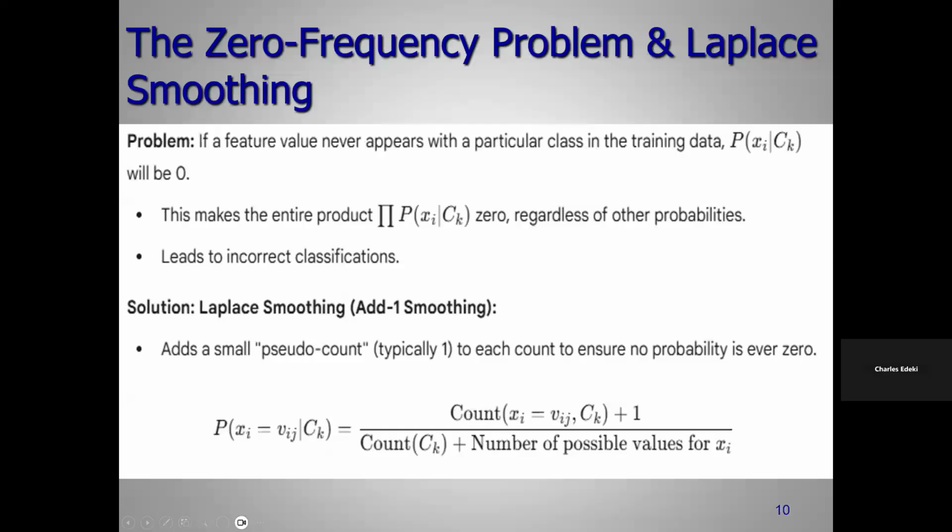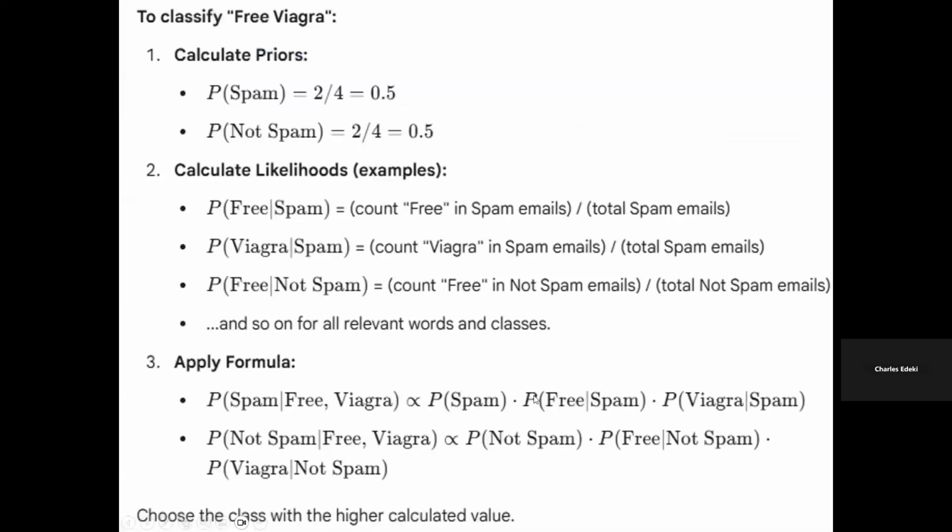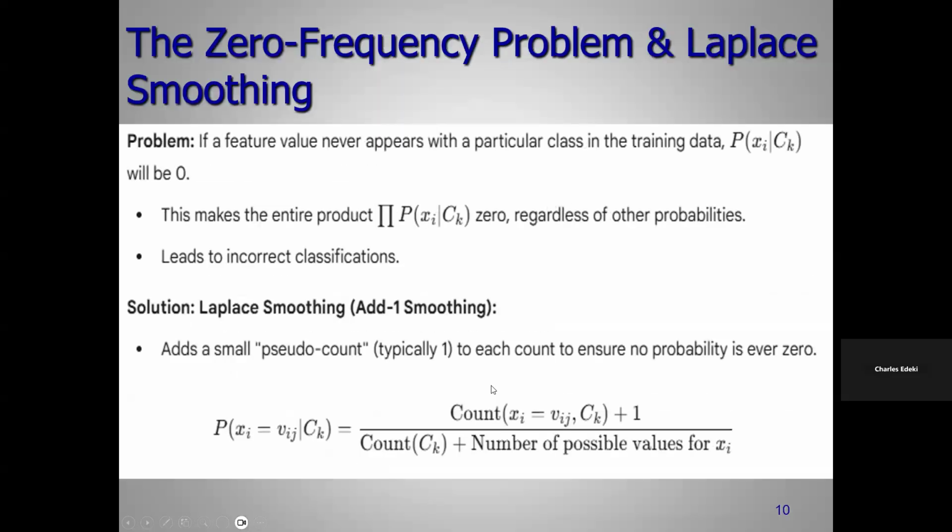Now, this is where we have a problem. Let's read this section. This is the zero frequency problem. If a feature value never appears with a particular class in the training data, then we say it's zero. But when we do the product, let's go back here. Let's say free doesn't appear, but we have Viagra, we get something. Or for spam also, we get something. But if one of the probabilities is zero, then the whole thing will be zero. So this is one of the major problems in this algorithm.